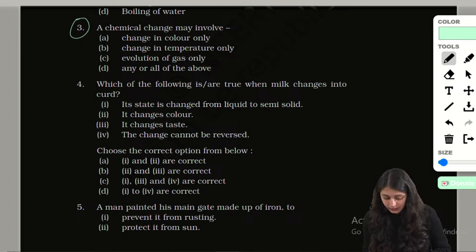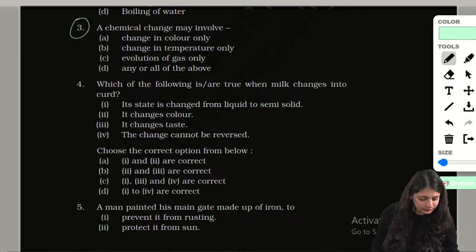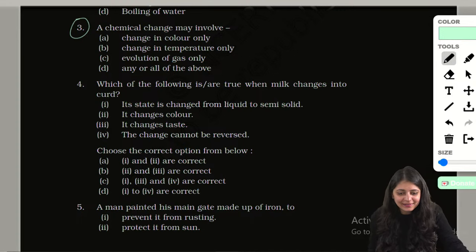Everybody is saying option D. कुछ भी हो सकता है. D D D D D, all of the above. Sure हो? Lock कर दें. Are you all sure? Very good. It is actually all of the above.